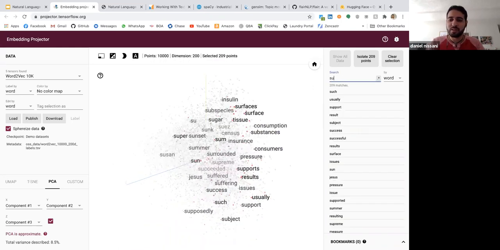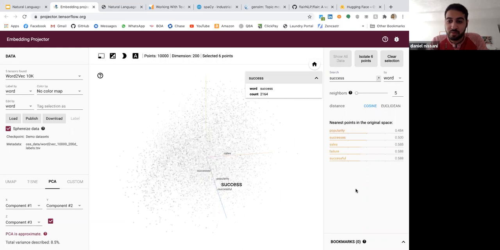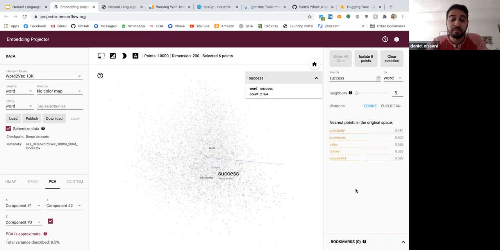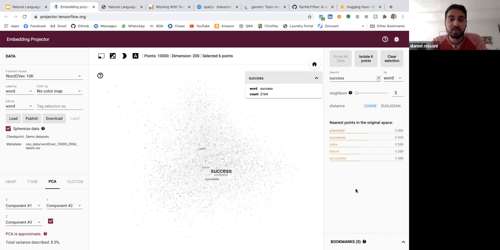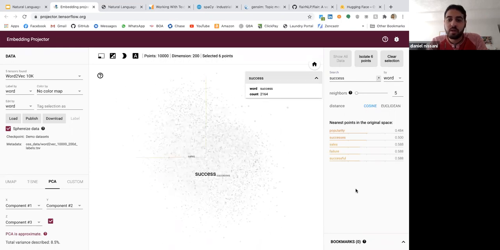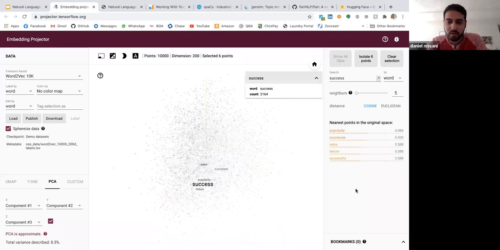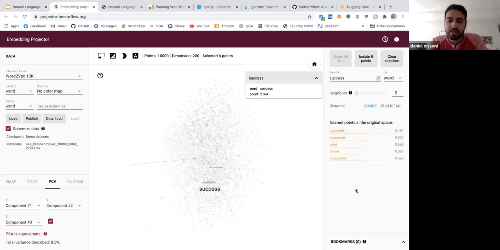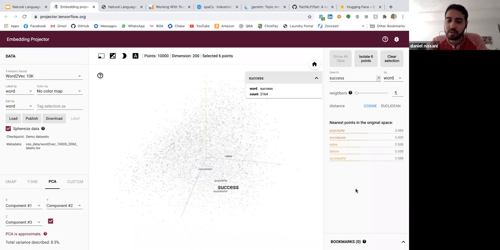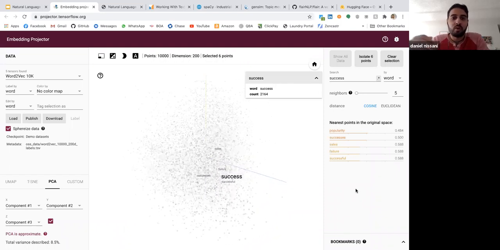Now let's look at success. If we look at success, popularity is really big. Successes is really big. Sales. So maybe whatever corpus this algorithm was trained on, there were a lot of things about sales and being successful at sales. So sales is in here. Failure, successful. The other thing to notice about the similar words here is that this corpus, whatever it is, they didn't lemmatize or stem.